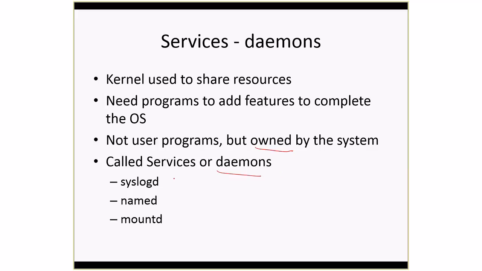So here's a couple of systems, services, or daemons that are running. Linux always likes to add the D to it, so you know it's a daemon. Syslogd: anytime there's something written to the event log, the syslog is running to do those writes. When you convert a name to an IP address, so you can go out on the internet, the named service needs to be there. The mountd is whenever you plug in your USB or CD-ROM, that needs to be there so it can mount those things. So those are running and owned by the system, not by a particular user.